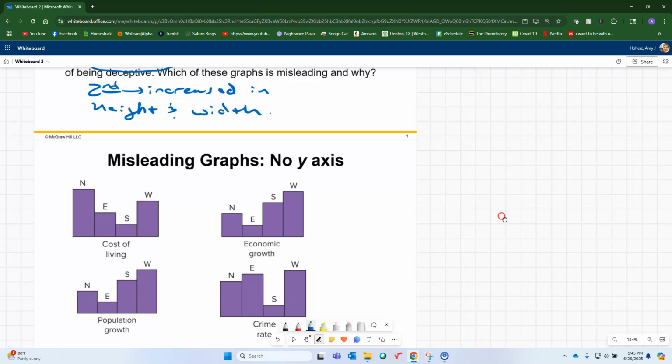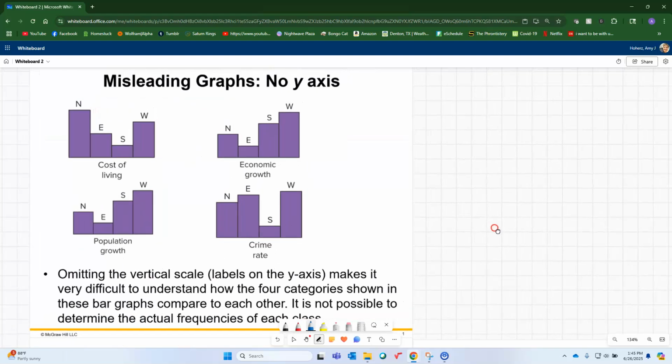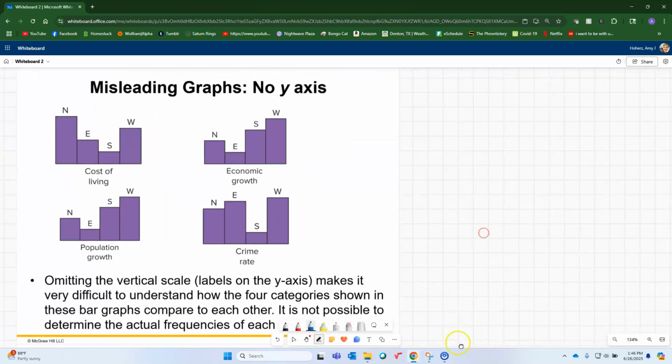All right, and then the last one that we're going to talk about, again, there's others that you can do to be misleading, but if we look at this last slide, this is almost worse than having the broken y-axis. They don't even put a y-axis, and you'll actually see this sometimes in printed materials, but there's no y-axis on any of these. So you have your cost of living, north, east, south, west. They don't tell us what those are, which is not helpful either.